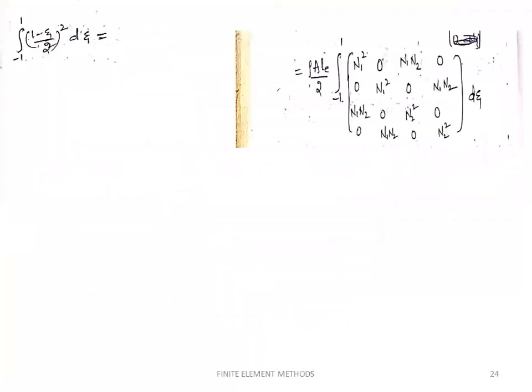So here the first element is n1 square, which can be written as n1 into n1, that is 1 minus zeta by 2 into 1 minus zeta by 2, that is 1 minus zeta by 2 whole square into d zeta. If you do the integration with respect to d zeta and put down -1 to 1 as the limits, we are going to get 2 by 3 as the value.